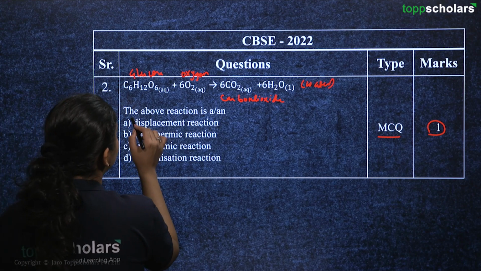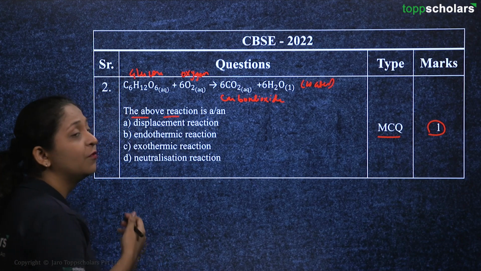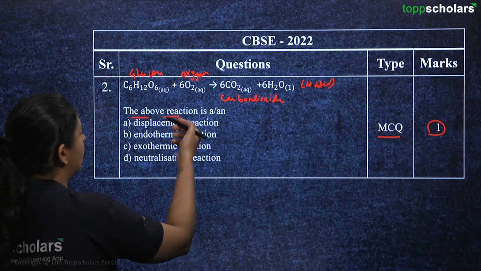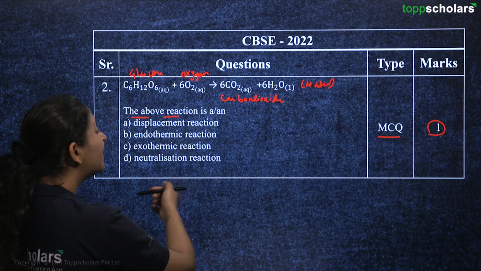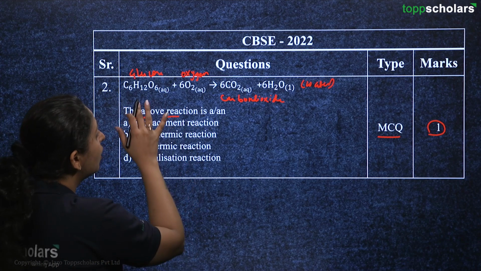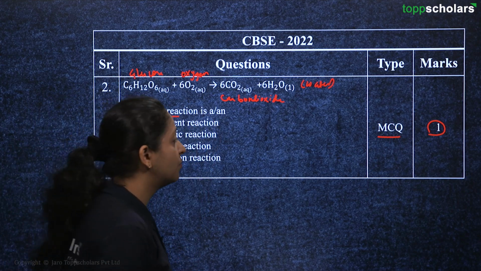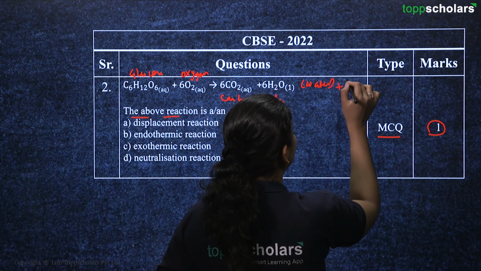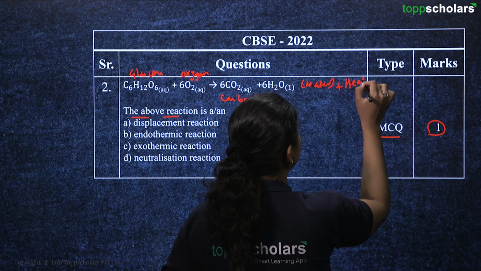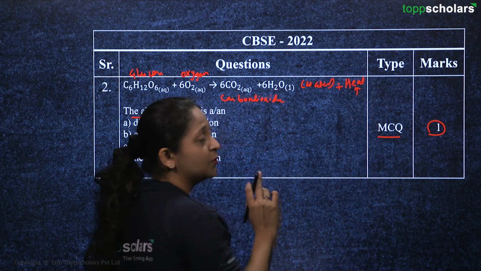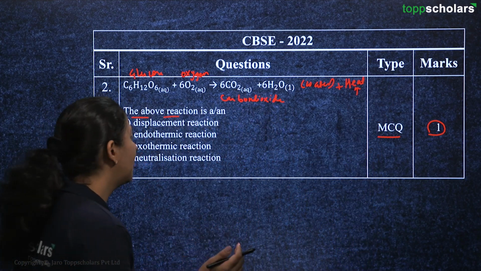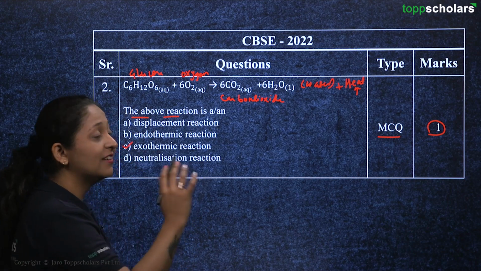Okay, so you have to state the above reaction is a type of which reaction? You have displacement, endothermic, exothermic, neutralization. So, if you understand this reaction well, students, you know that heat energy is released in this reaction. That is why we call this reaction exothermic. So, this will be your answer. Such an easy question, right?